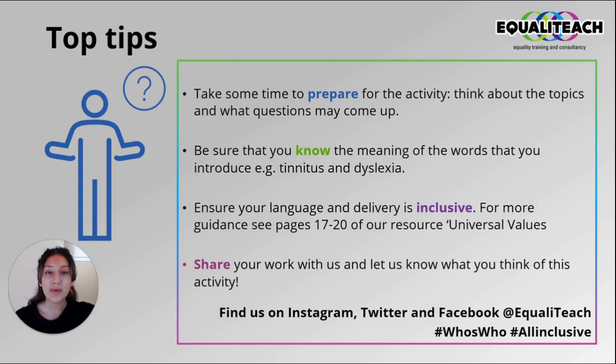There may be young people in the room with disabilities that you may or may not be aware of, or who may have disabled family members, so we want to ensure everyone feels safe and included. For more guidance on conducting effective conversations on controversial issues, you can read pages 17 to 20 of our Universal Values resource, also available free of charge on our website.